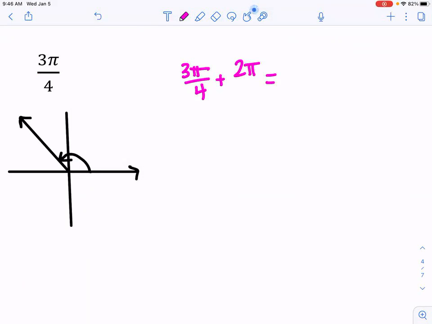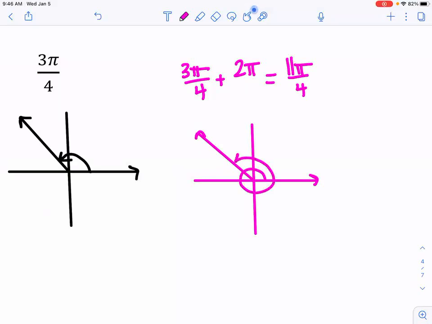So we're going to take our angle and we're going to add 2 pi. Now I'm going to make common denominators in my head because I feel like we're mature enough to be able to do that. 2 pi is 8 pi over 4. So 11 pi over 4 is a coterminal angle. We rotate around one time and then 3 pi over 4 more.